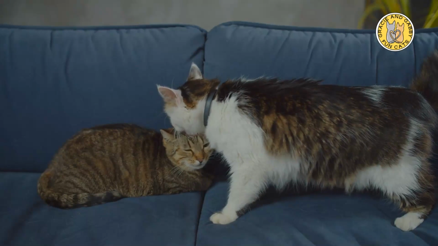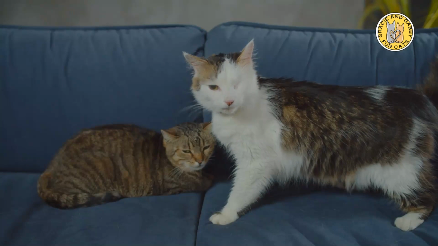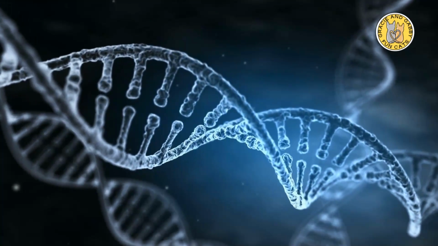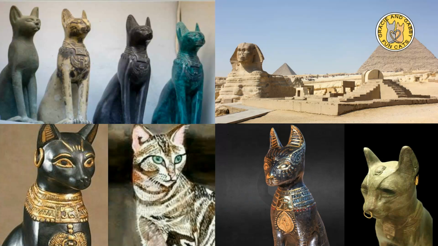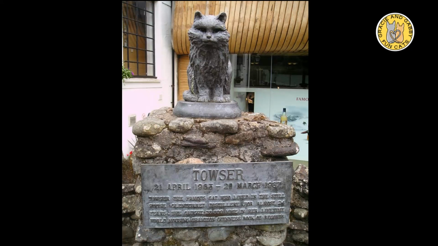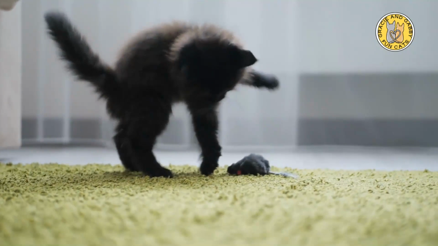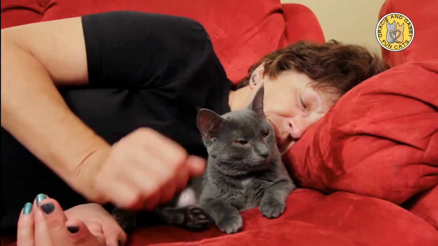But how did all of these different breeds come to be? And what determines a cat's appearance, behavior, and health? The answers lie in genetics. Before we dive into the details of cat genetics, let's take a brief look at the history of cat breeding. Cats have been domesticated for thousands of years, with the first domesticated cats likely coming from Egypt. Throughout history, people have selectively bred cats for various purposes, such as for hunting, pest control, or simply for companionship. This selective breeding has played a major role in the creation of the many different cat breeds we see today.